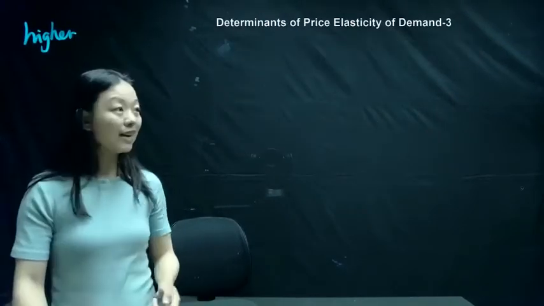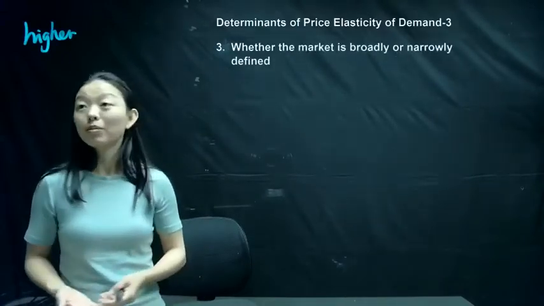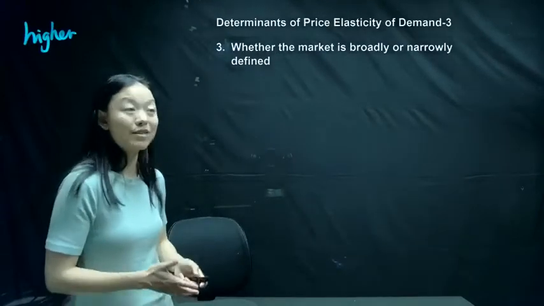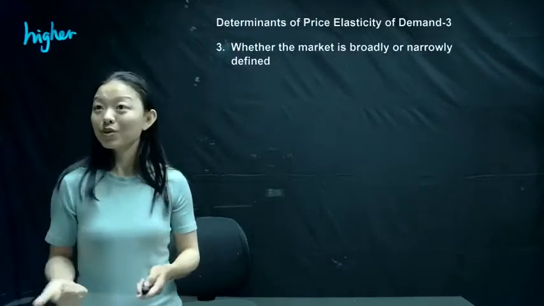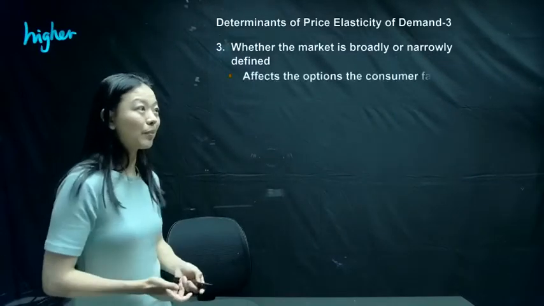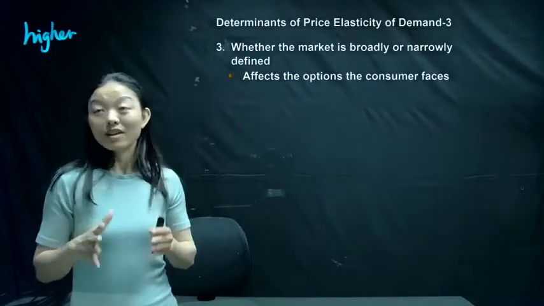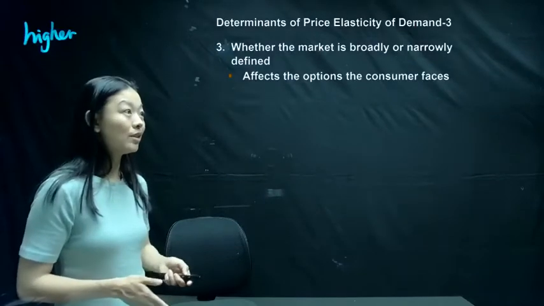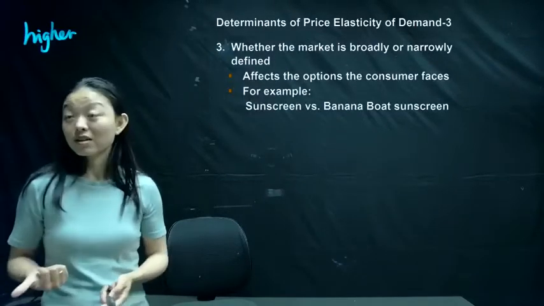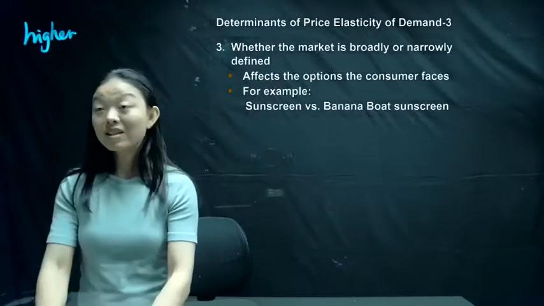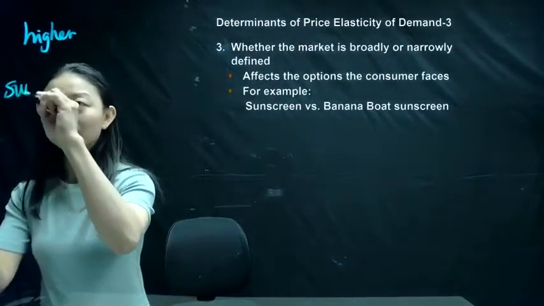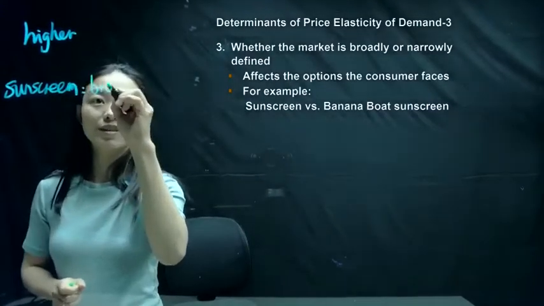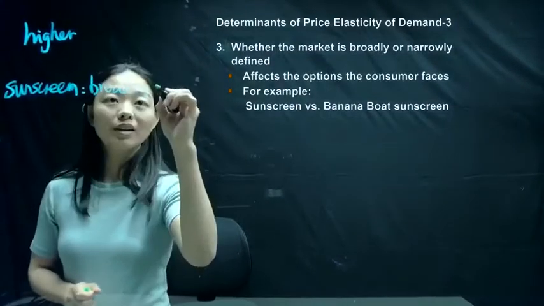Now let's move on to look at the next one. The next determinant depends on whether the market is broadly defined or narrowly defined. So let's still use the example of sunscreen. Whether this market is broadly defined or narrowly defined will actually affect the options that consumers might face. So for example, still take sunscreen as an example, okay? If we just say sunscreen, then this is very broadly defined, okay? Broadly defined.